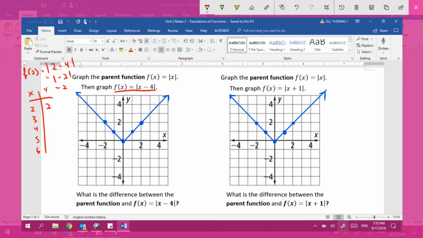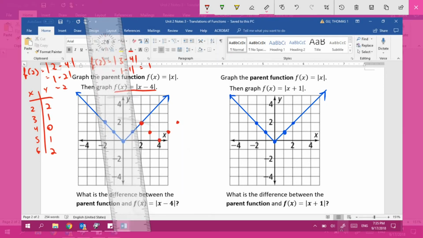Okay, what about f of 3 then? f of 3 would be the absolute value of 3 minus 4. What's 3 minus 4? That's negative 1. And the absolute value of negative 1 is positive 1. So f of 4 would be 0, f of 5 would be 1, and f of 6 would be 2. Just plug them in if you don't believe me. So let's plot these points. We got (2, 2), (3, 1), (4, 0), (5, 1), and (6, 2), which is somewhere over here. And let's connect these points.